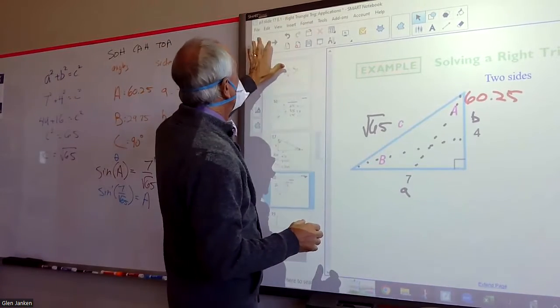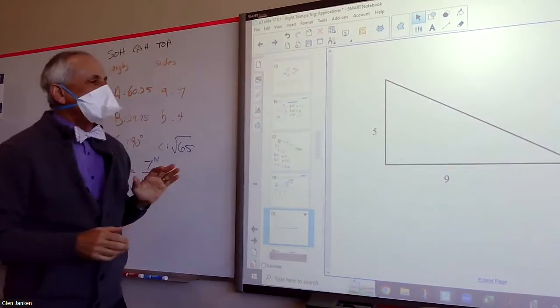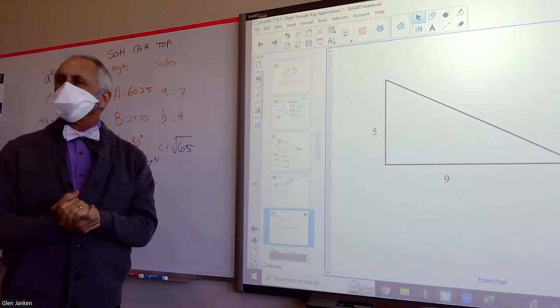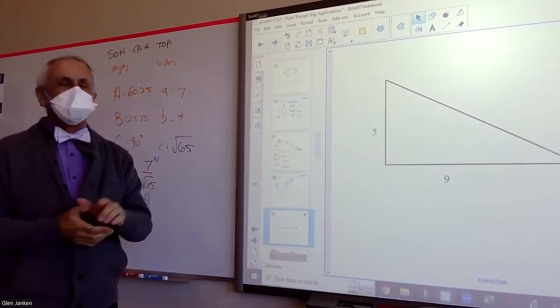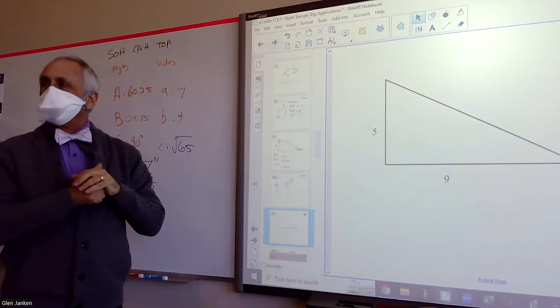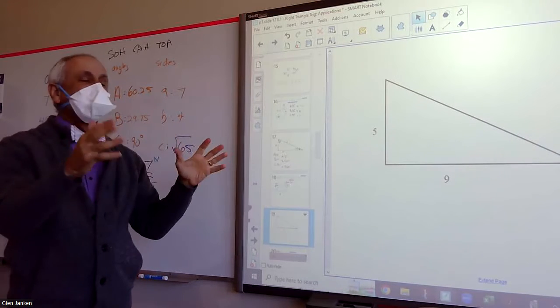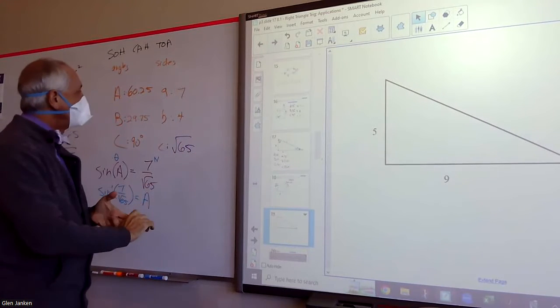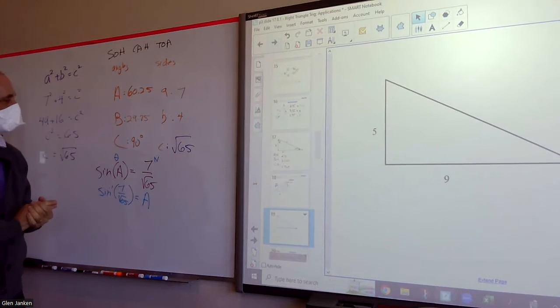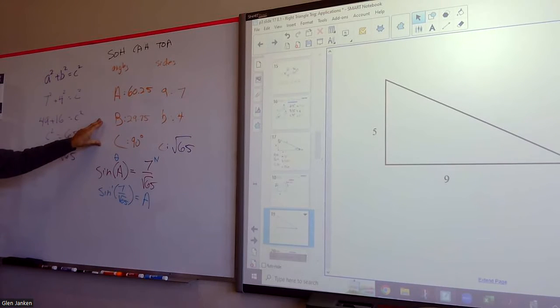So try it with a buddy. Two sides. See if you can solve the triangle. A, B, C, A, B, C. Anybody need a picture of this?